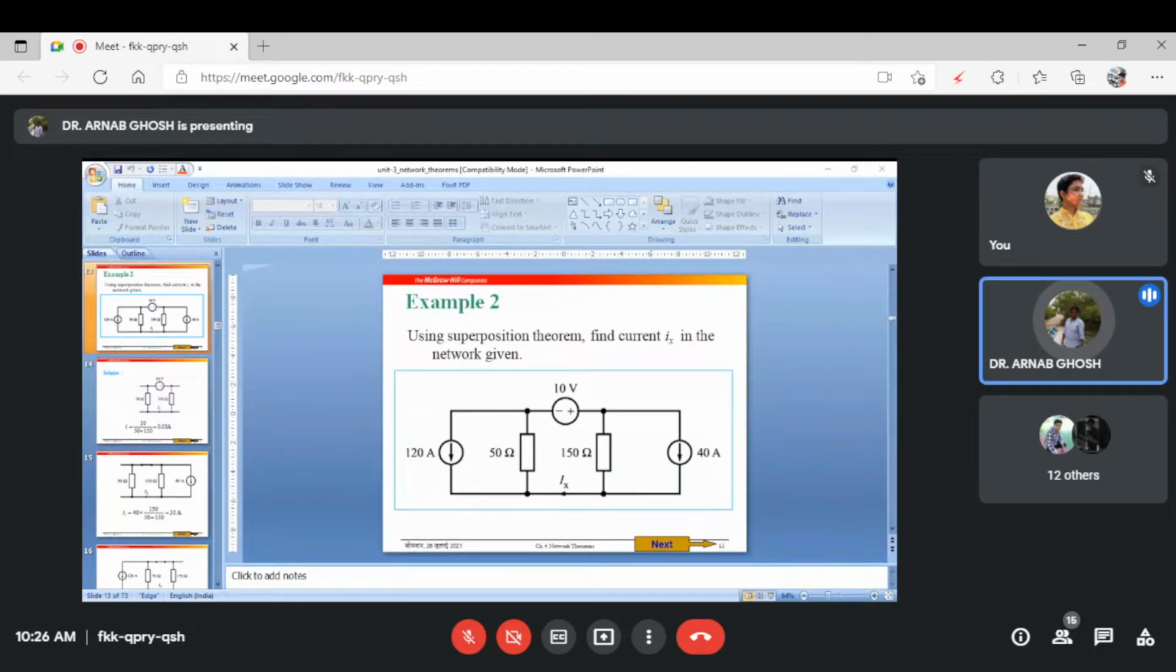So first calculate the current considering 10 volt. Then you consider any one current source, calculate the current using the current divider rule. And after that, you can calculate the current by considering the other current source and the current divider rule.